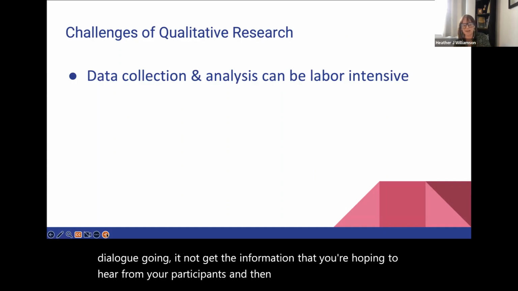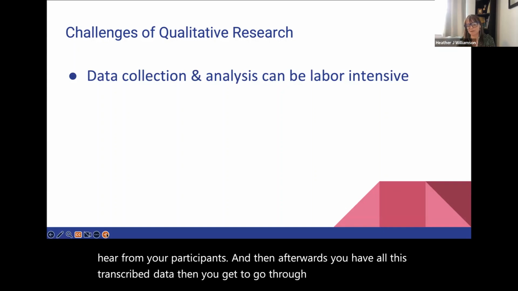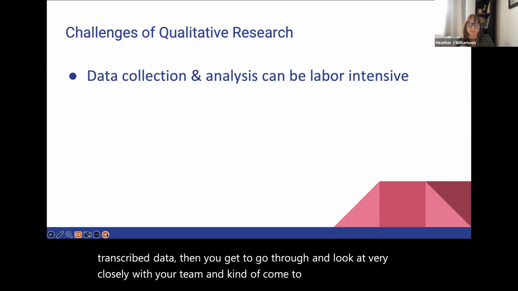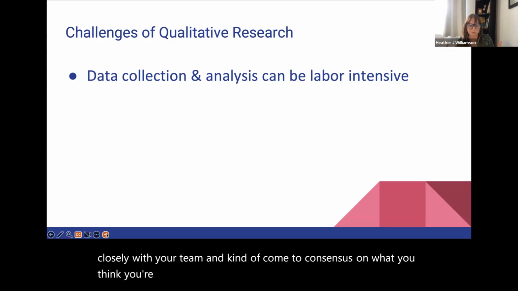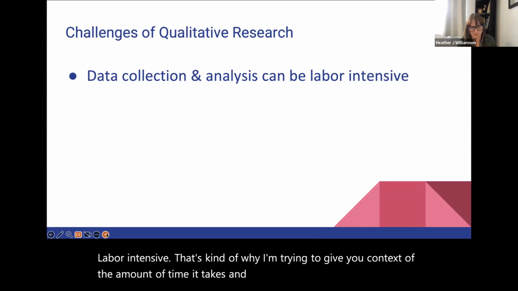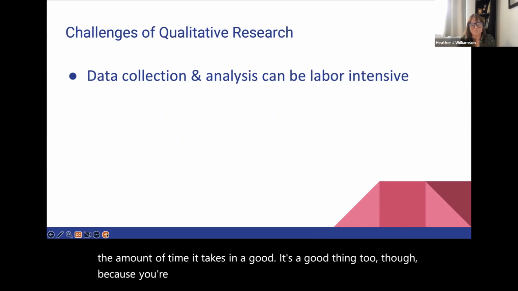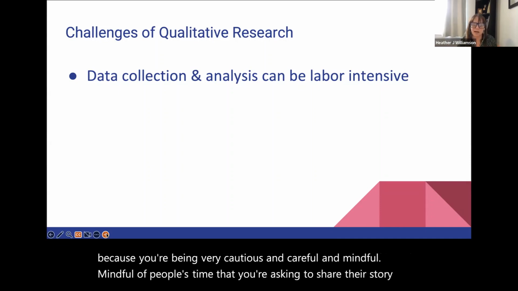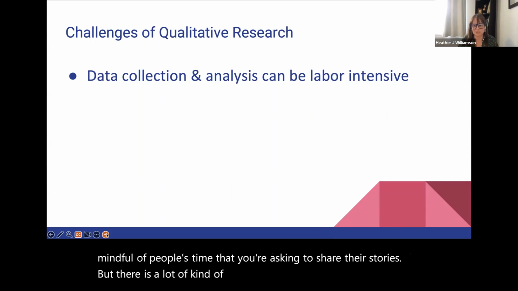And then afterwards, you have all this transcribed data that you get to go through and look at very closely with your team and come to consensus on what you think you're seeing from those results. So that's, when you think about labor intensive, trying to give you a context of the amount of time it takes. And it's a good thing too, though, right? Because you're being very cautious and careful and mindful of people's time that you're asking to share their stories. But there is a lot of prep that goes into doing this type of work.